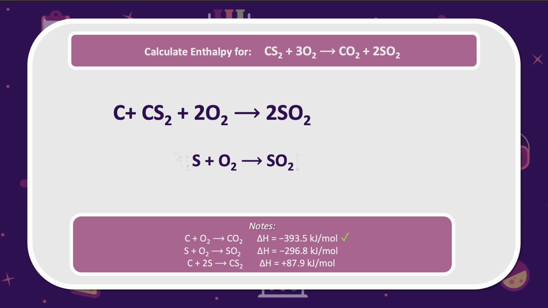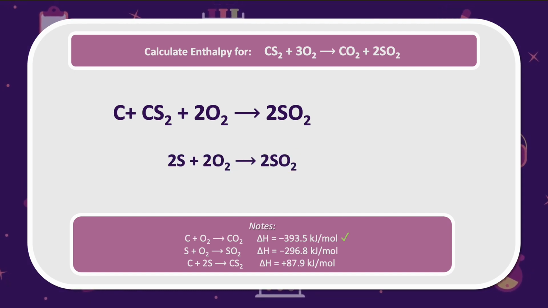Multiply the second equation by a factor of 2. 2SO2 is the product as well. The second equation: 1 mole of sulfur solid is added to 1 mole of oxygen gas. The product of this reaction is 1 mole of sulfur dioxide gas.